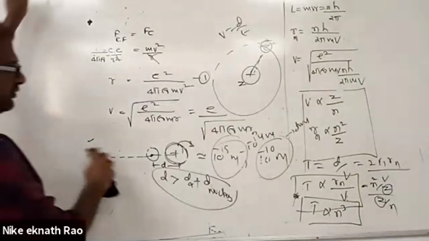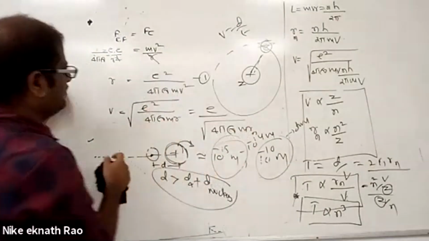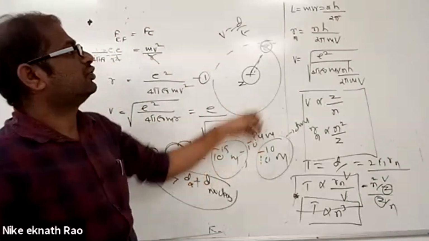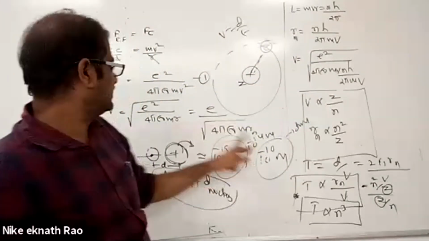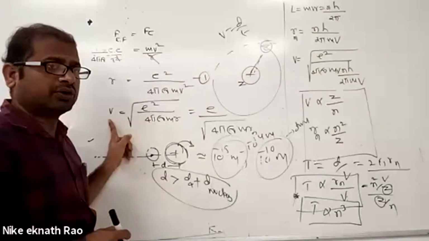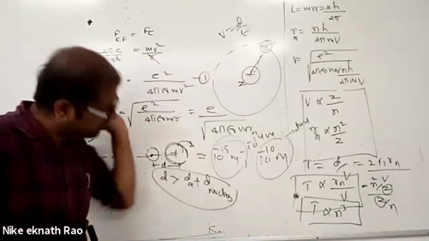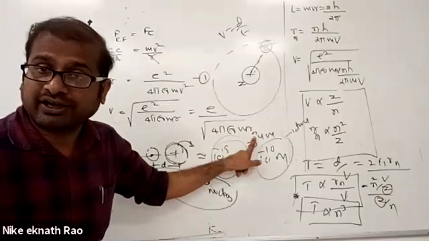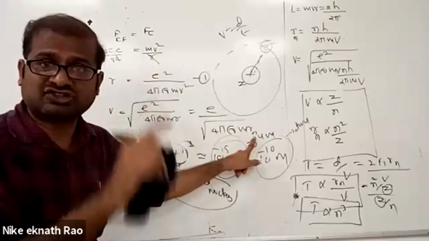Here the V value in terms of e square by 4 pi epsilon naught m into Rn: substitute the Rn value and you will get the value of V. Once you have the value of V, from the same expression you can find the value of the radius. Go through the derivation once.